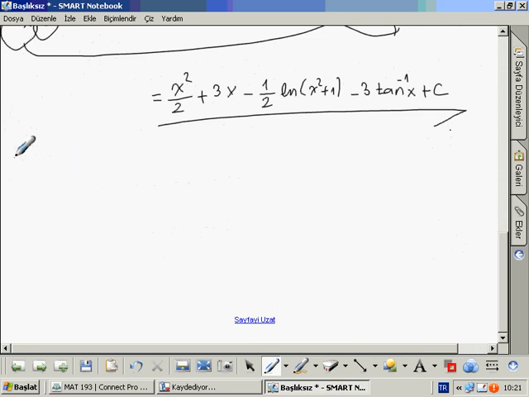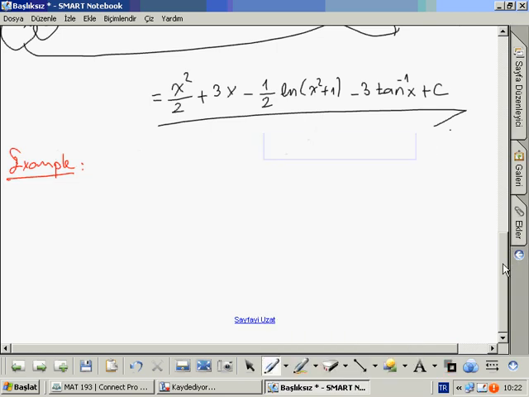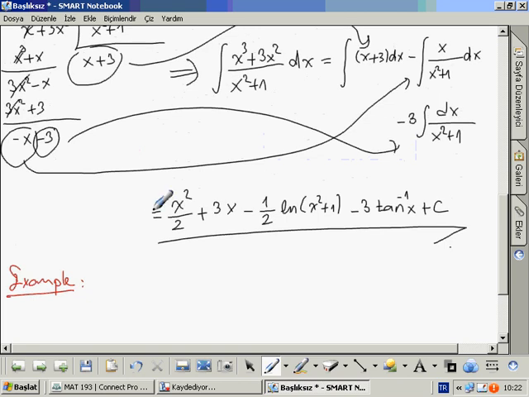And let's continue. Evaluate the integral of x over 2x minus 1 dx. As you see, both of their degrees are 1. So what will we do?